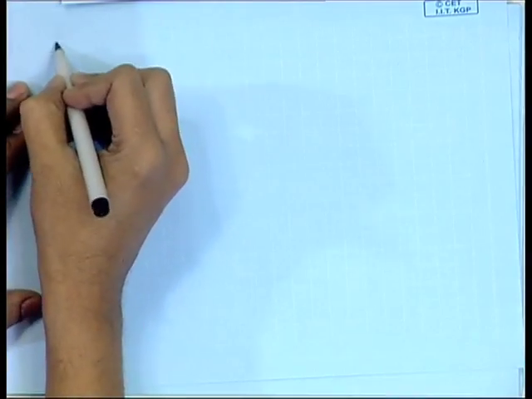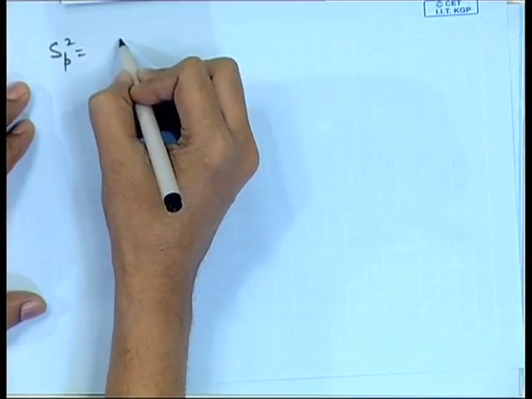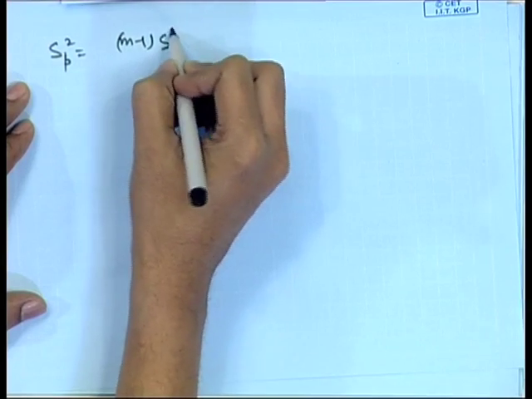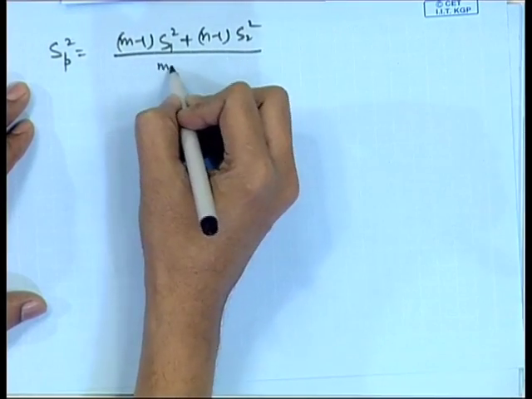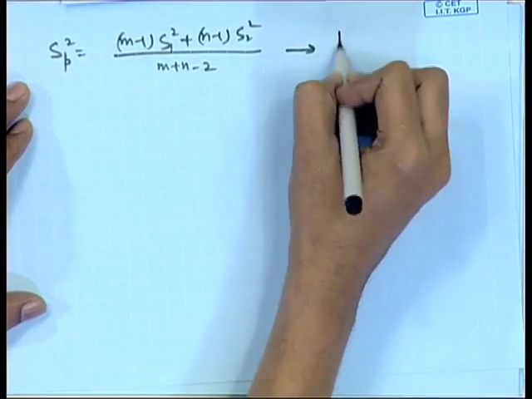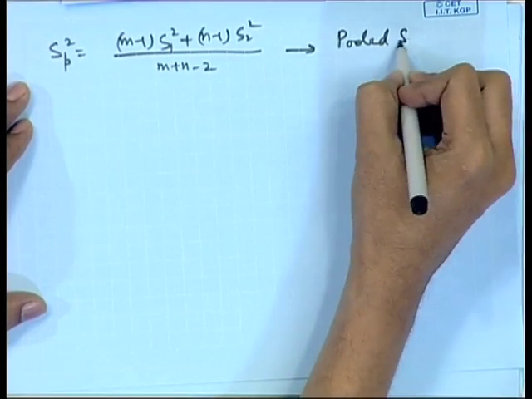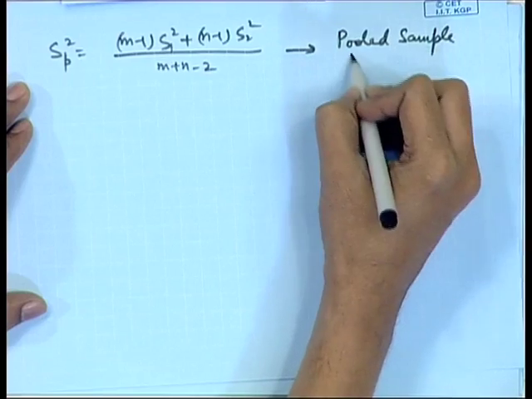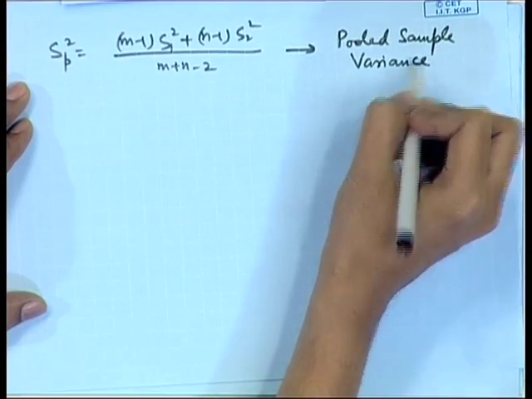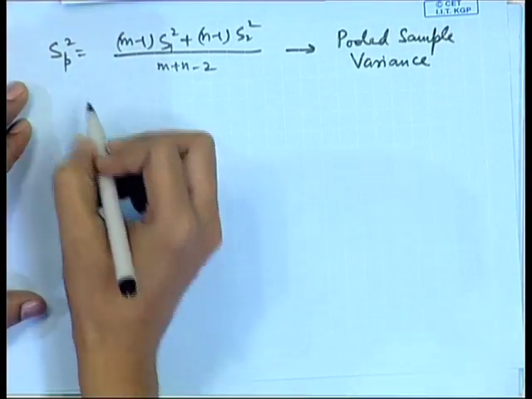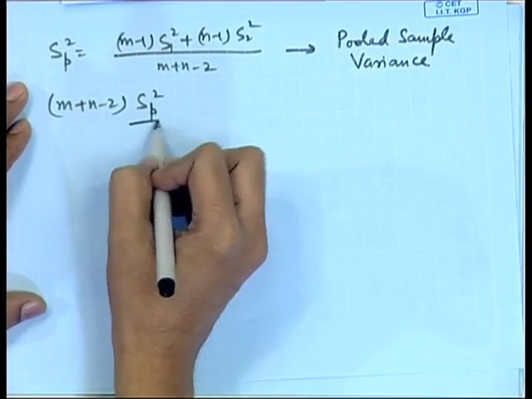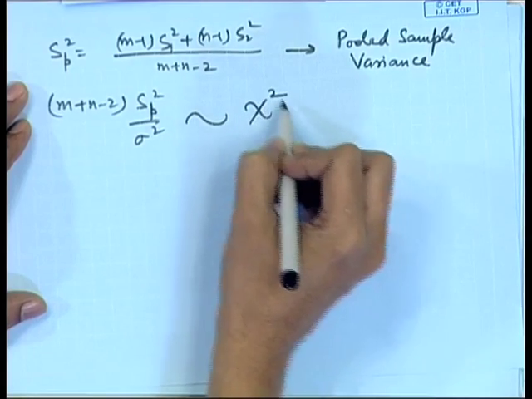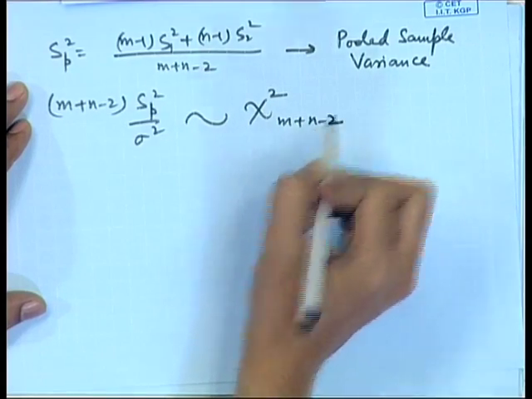Let me define a quantity S p square, that is equal to m minus 1 s 1 square plus n minus 1 s 2 square divided by m plus n minus 2, that is pooled sample variance. If we use this pooled sample variance, then what we are having is m plus n minus 2 times s p square by sigma square is following chi-square distribution on m plus n minus 2 degrees of freedom.